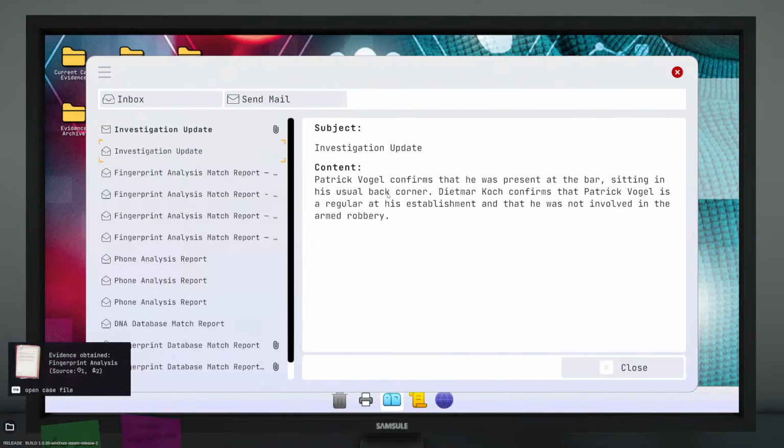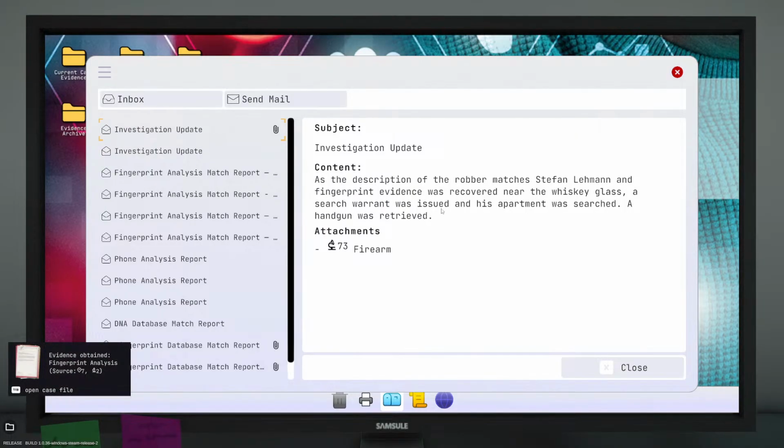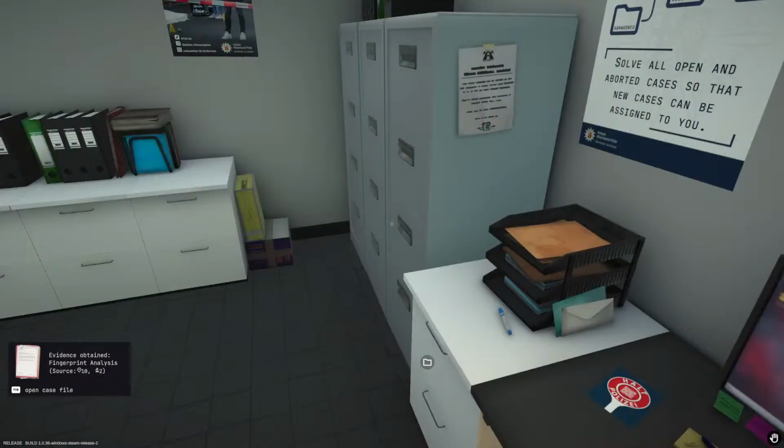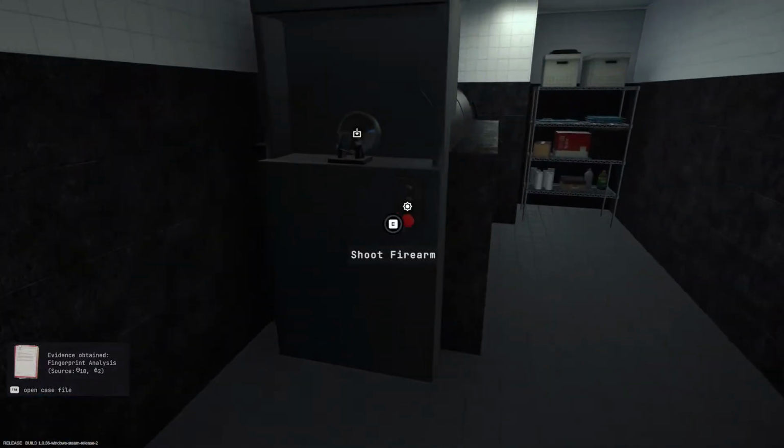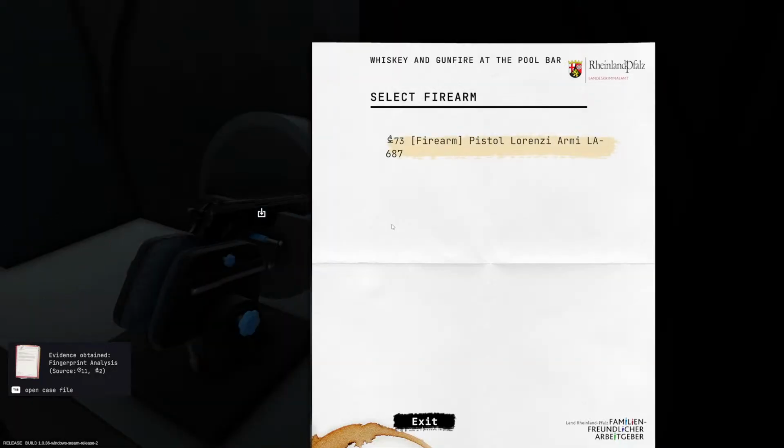Investigation update. Patrick Vogel confirms that he was present at the bar, sitting in his usual back corner. Kosh confirms that Patrick is a regular at his establishment and that he was not involved in the armed robbery. As the description of the robber matches Stefan, and the fingerprint evidence was recovered near the whiskey glass, a search warrant was issued and his apartment was searched. A handgun was retrieved. Nice. Let's go check out that. See if it's a 9mm.